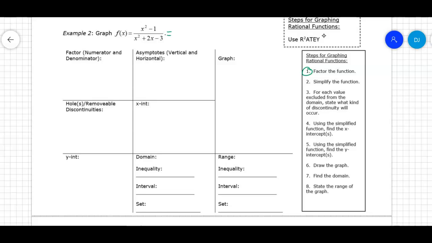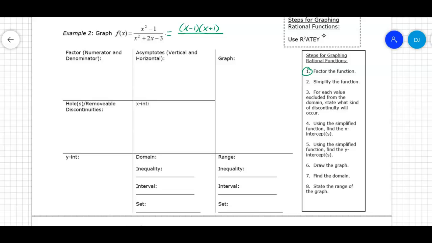In the numerator, I notice that I have a difference of squares, so that can be factored as x minus 1 and x plus 1. If you multiply those two out, you would still end up with x squared minus 1, because remember the two signs would cancel the middle term out, and you would just end up with x squared minus 1. So that's the first step, to factor the numerator and the denominator.